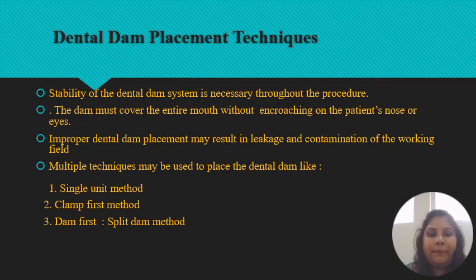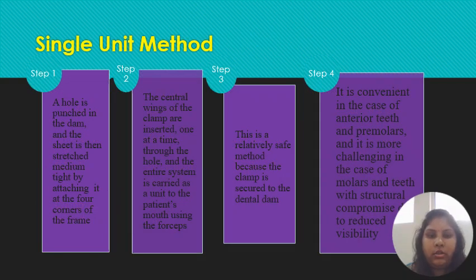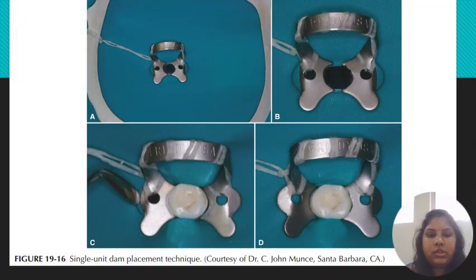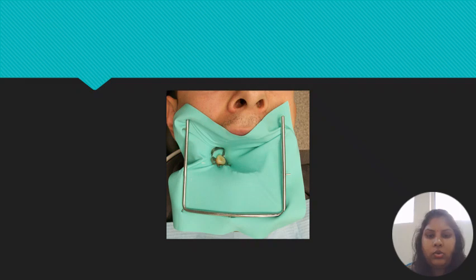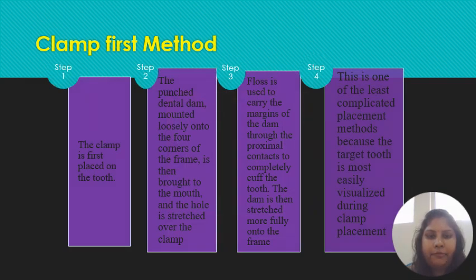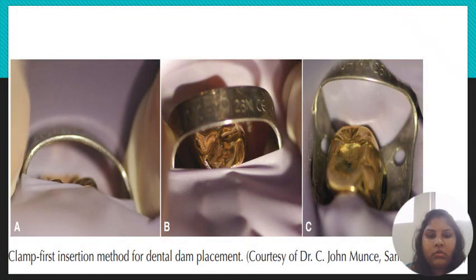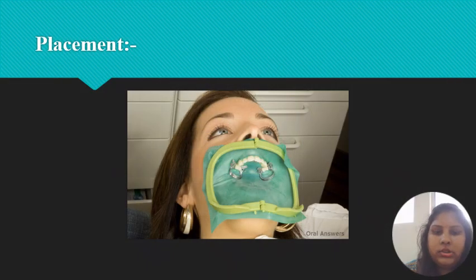Then dental dam placement technique. You have single unit method. You have clamp first method, dam first method, split dam method. So this is a single unit method. So this is an image of single unit dam placement. So this is how it looks. So next is the clamp first method. So clamp is first inserted method for dental dam placement. So this is how it looks after the placement.